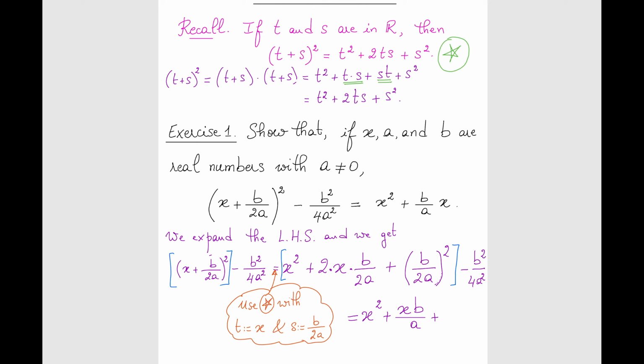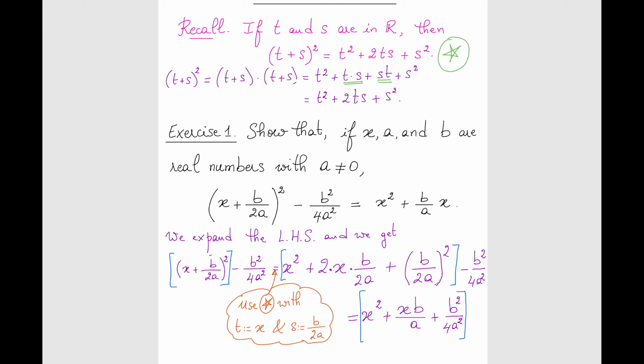All right, plus what? Plus this guy. Well, the square of a quotient is the quotient of the squares. So we get b squared over the square of 2a, which is 4a squared, correct? So b squared divided by 2a squared, what's the square of 2a? It's 4a squared. All right, so this is still the blue part.